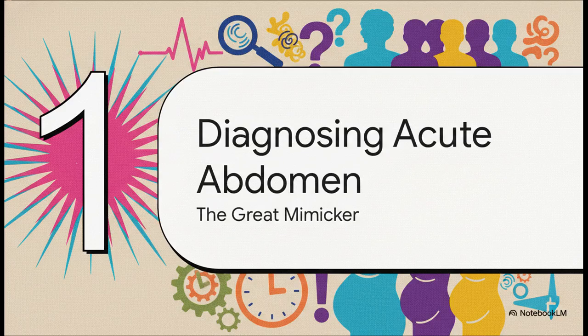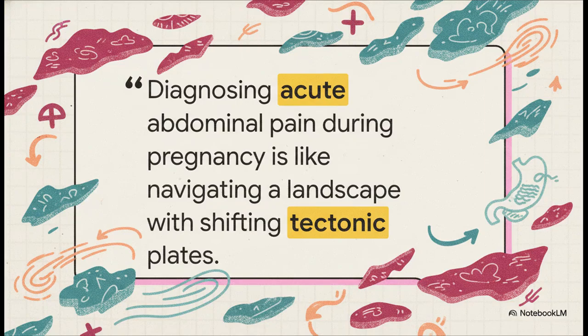Our journey really has to begin here, with what is often the biggest hurdle of all, getting the diagnosis right. The acute abdomen during pregnancy is, well, it's a master of disguise. It's a clinical situation where all the usual signs and signals that we depend on can become blurry, misleading, or just plain absent. I think this quote just nails it. It perfectly captures the challenge we're up against.